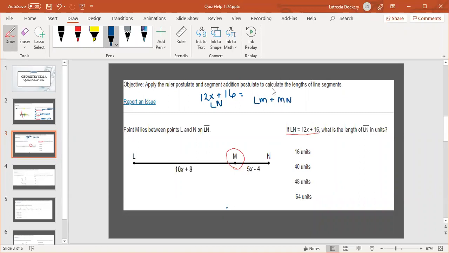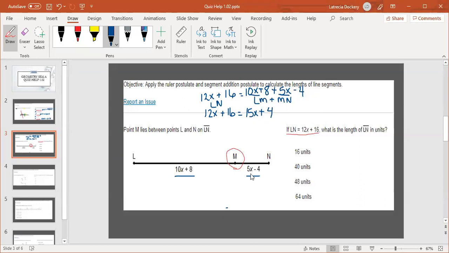Segment addition postulate. Let's say 10x plus 8 plus 5x minus 4. I just picked those up right here because that told me the lengths of those segments. So let's combine some here: 12x plus 16 equals, we have 10x plus 5x gives us 15x, and 8 minus 4 gives us positive 4.